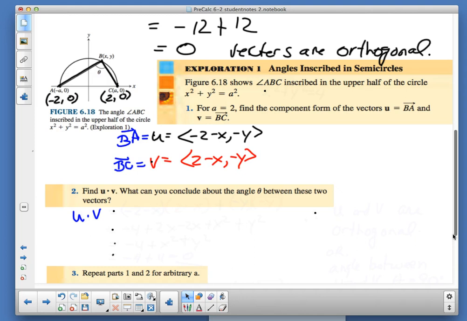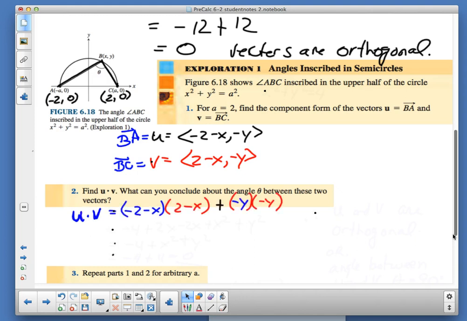Now, finding the dot product of u times v. What can you conclude about the angle theta between the two vectors? So if I do a dot product, I'm just going to take this times this. So I'm doing FOIL, -2 times -x, and negative y times negative y. I'm adding them together. So that's my step.